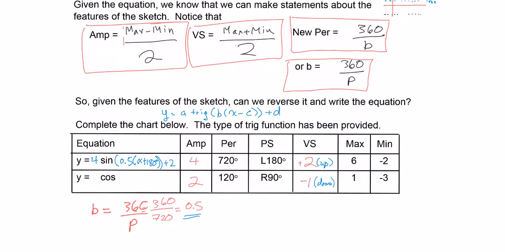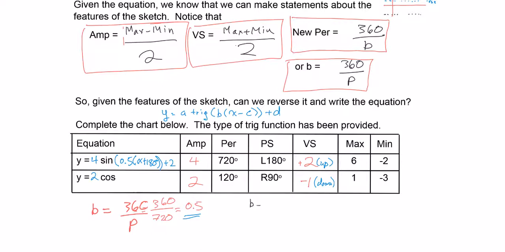Now, let's take all this information that we have here and write it into our equation. We always must remember that our basic equation looks like this. So now, here we go. For the amplitude, we're going to put 2 for cosine. Then we're going to calculate our b value. Oh no, we haven't calculated our b value.